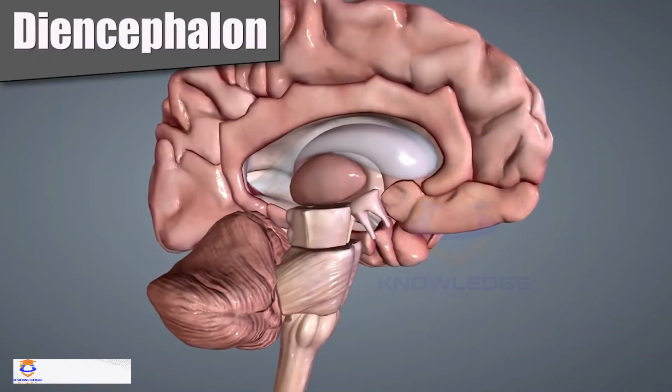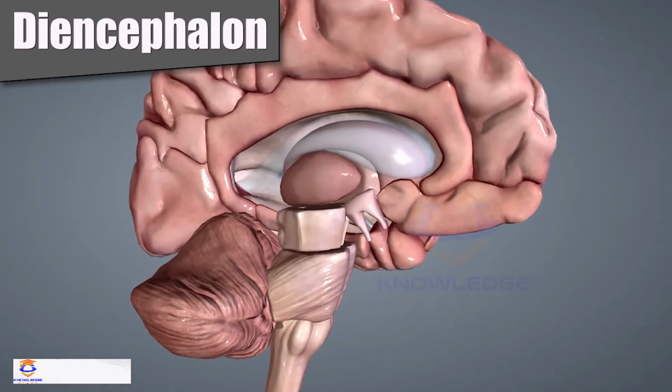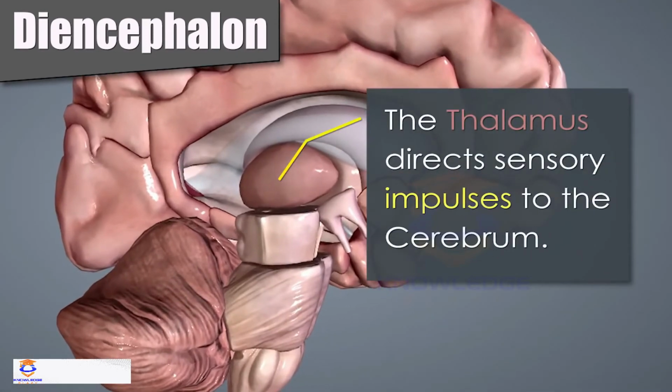The diencephalon section is found between the cerebrum and the midbrain. It contains 2 structures: the thalamus and the hypothalamus. The thalamus behaves much like a relay station and directs sensory impulses to the cerebrum.